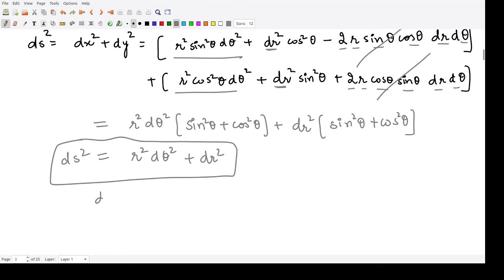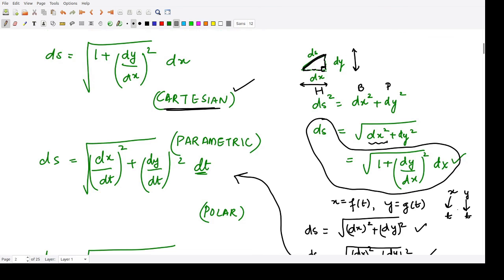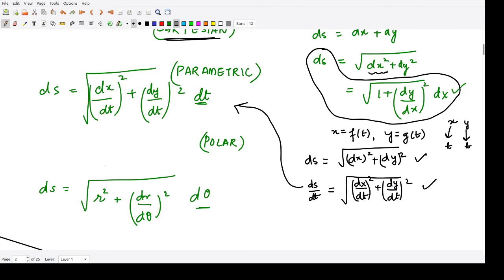Can we write this as ds upon d theta square? Yes. What would this be? This would be r square plus dr upon d theta square. Or in other words, for polar curves, ds upon d theta becomes square root of r square plus dr upon d theta whole square. So this is the quantity that we got here. For polar curves, ds is nothing but the square root of r square plus dr upon d theta whole square, d theta.